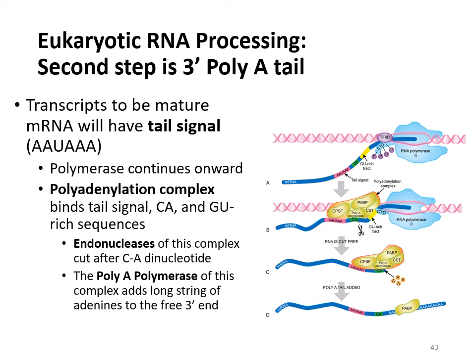So the second step in eukaryotic RNA processing is for the eukaryotic cell to add what's called a poly A tail. What this means is that on the end of every RNA, the eukaryote will add this very long string of A's. The reason why is kind of like what we mentioned a minute ago. It's for increased stability of that RNA. It basically helps prevent degradation of the coding region of the RNA.